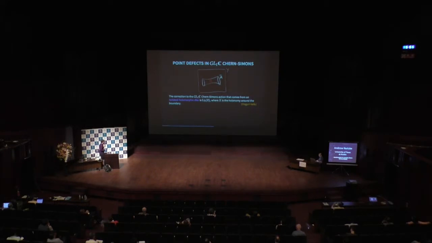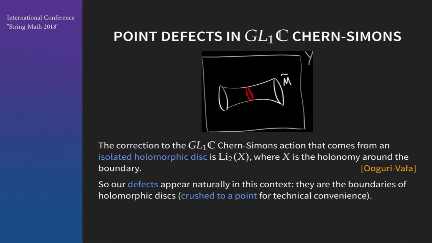Well, in the very simplest case, in the case of just a single isolated holomorphic disk, then it was worked out by Ooguri and Vafa what the correction is. And the correction is just, you're supposed to take the Chern-Simons action and add to it the dilogarithm, I guess it should be 1 over 2 pi i times the dilogarithm of x, where x means the holonomy of the GL1C connection around the boundary of this holomorphic disk. So that's exactly the added term that we're writing down.